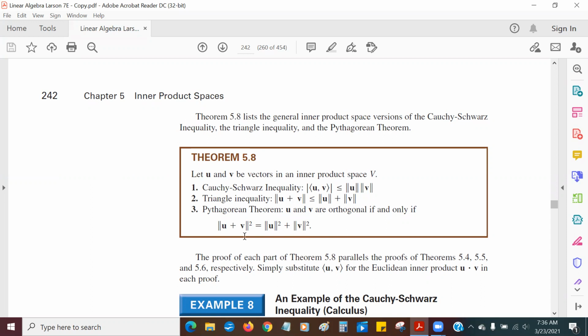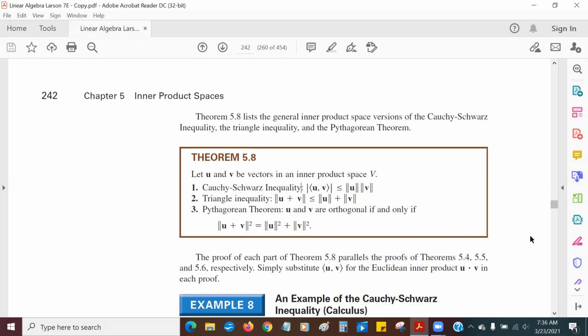And finally, we have a generalized version of the Pythagorean theorem: the length of u plus v squared is equal to the length of u squared plus the length of v squared if and only if u and v are orthogonal. And remember, orthogonal means their dot product equals 0, but in this case we're talking about inner products, so their inner product equals 0. And that's kind of cool and awesome.